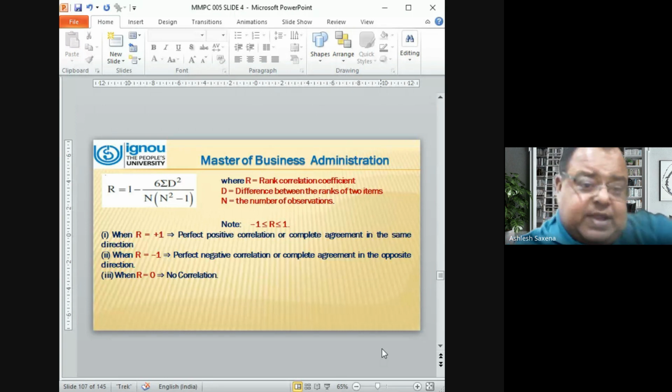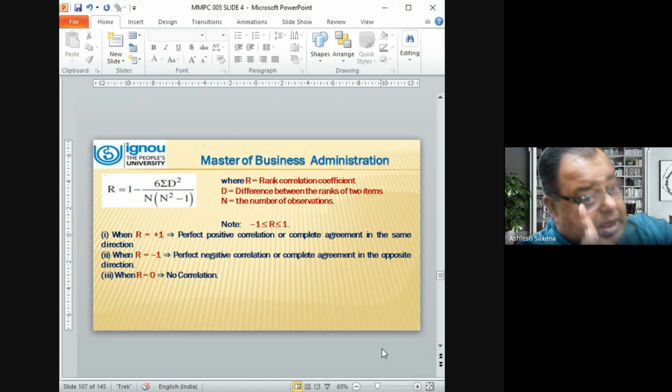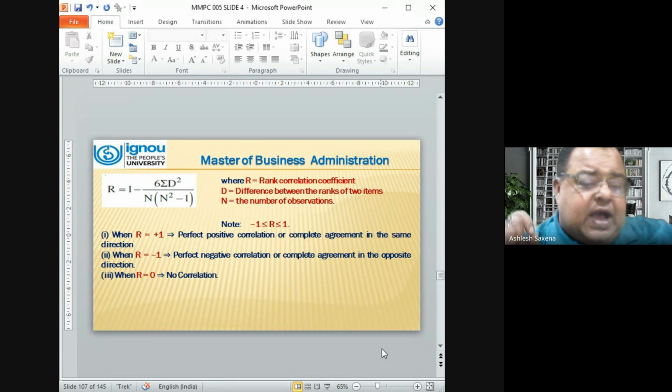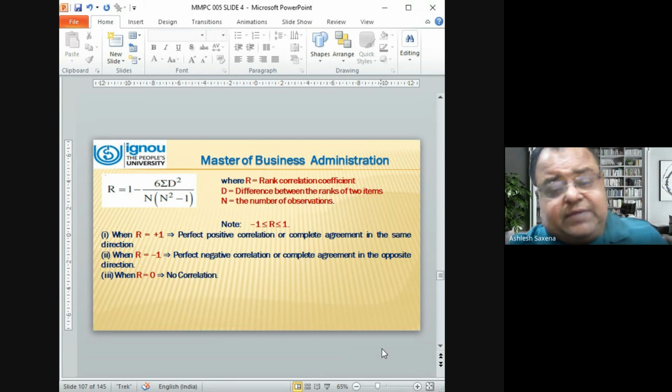Where R is the rank, D is the difference between the ranks of the two items, and n is the number of observations. Again, the same thing applies. The value of R will lie between minus 1 and plus 1. If you have R as plus 1, it is a perfect correlation or complete agreement in the same direction. If R is equal to minus 1, then there is a perfect negative correlation or complete agreement in the opposite direction. And if R is equal to 0, then there is no correlation.